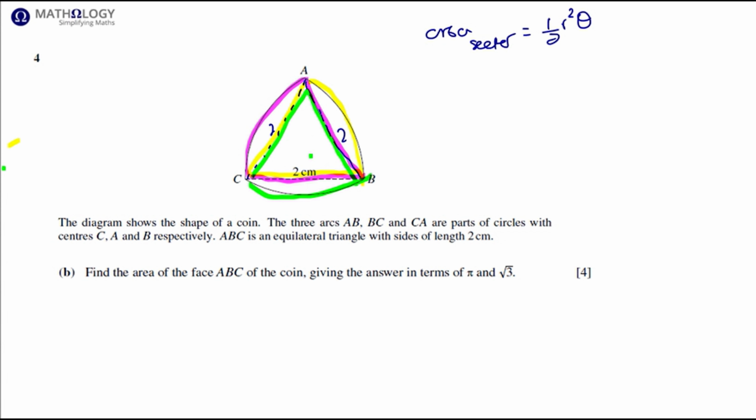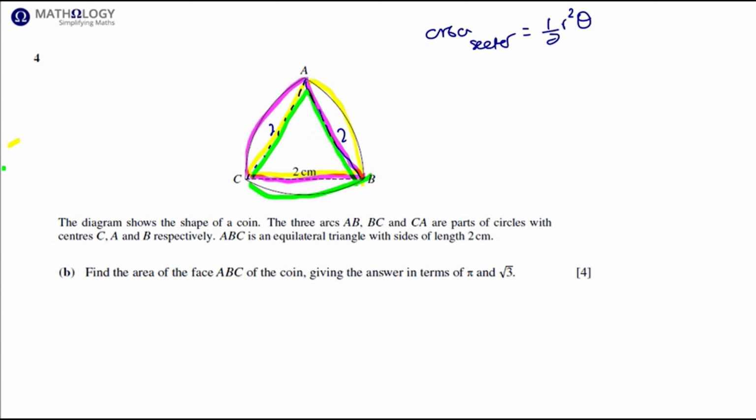Now, if you take the area of each of those sectors, you will get the area of each of the segments that were highlighted, but you're also going to be including the area of the equilateral triangle 3 times. And obviously the area of the coin includes only one instance of the equilateral triangle. So this is what we're going to do.